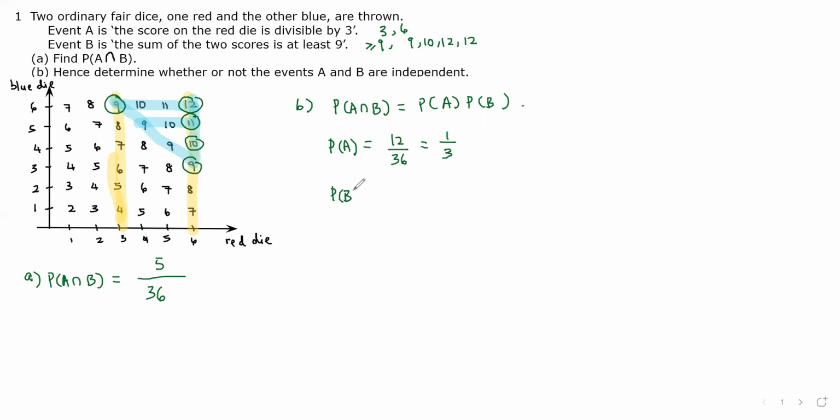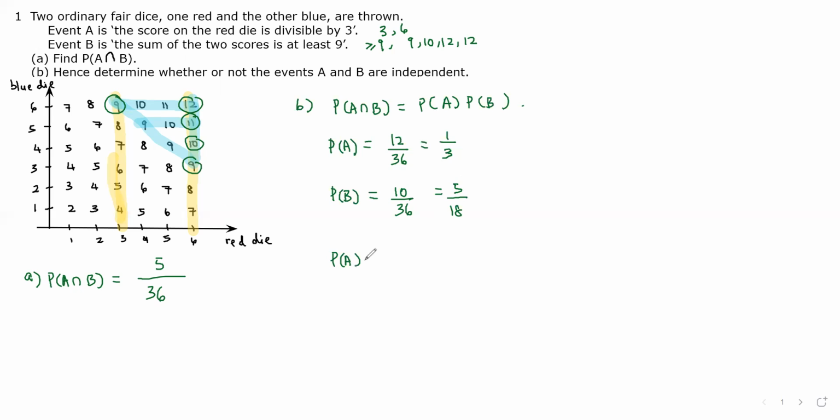And the probability that B occurs. So let's look at the outcome of B. You have 4, 3, 2, 1. So 4, 3, 2, 1 will give you 10 outcomes. B has 10 outcomes. That is 10 out of 36. So you have 5 out of 18.